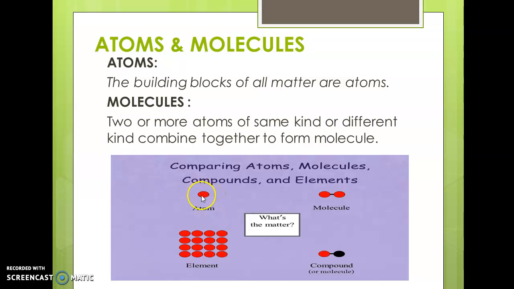Atom: there is one red dot. A molecule of an element: the same kind of atom combined. So the same red color, this is a molecule of an element. And you can see one red dot and one black dot for a compound. So two different kinds of atoms combined to form the molecule of a compound. Now elements: many atoms or molecules combine to exist as an element. So an element exists as atoms and molecules.